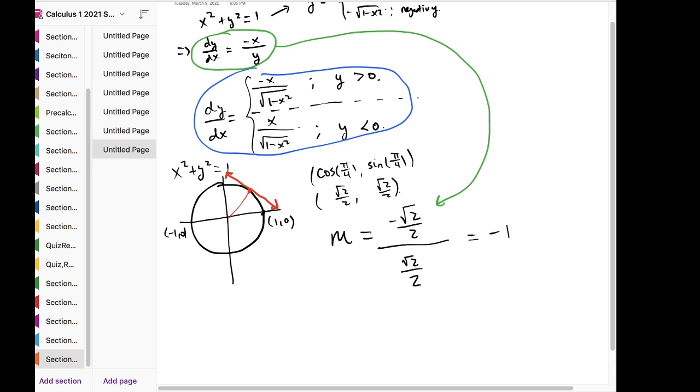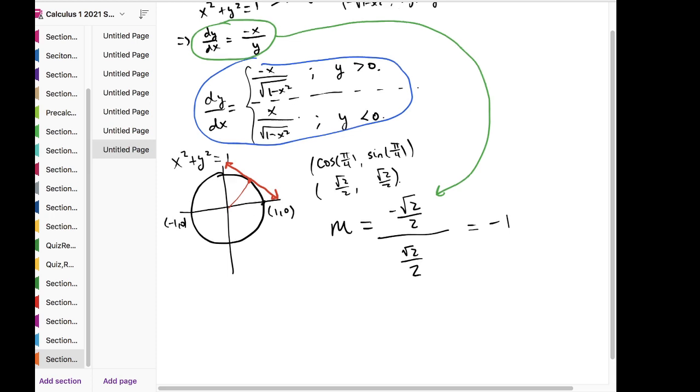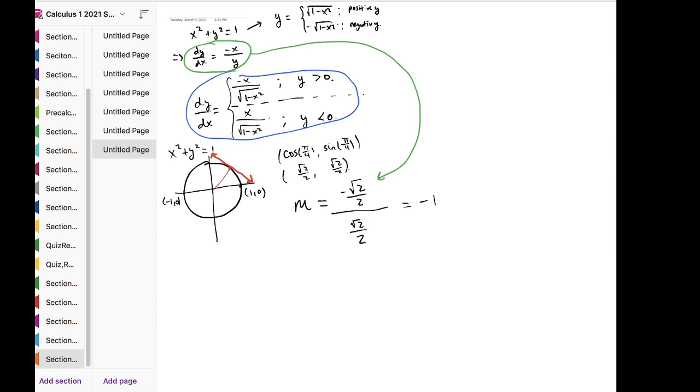Do you see that? So this is the derivative at that point. Again, it's hard to say, but implicitly, this is the slope of the tangent line at that point. Okay, so we can actually find the whole tangent line. y minus y0 is equal to m times x minus x0.